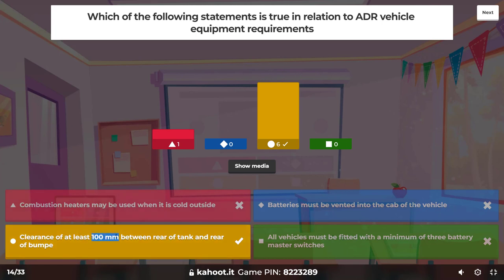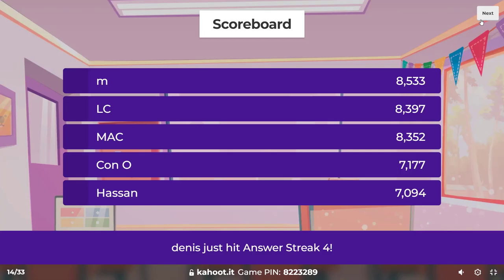Clearance of at least 100 mil, so that's 10 centimeters between the rear of the tank and the rear bumper. What else do you need a 10 centimeter gap on the truck? The overhang on the side is 150 mils. Yeah, but what do we need a 10 centimeter gap? 100 mil between the truck and the head of the bed. No. What gets hot on the truck? Exhaust? Yes. You need the 10 centimeter clearance between the exhaust and the tank, don't you? At least minimum.